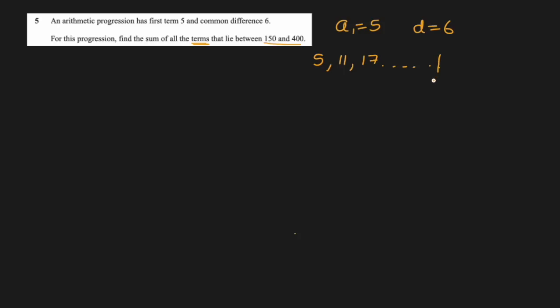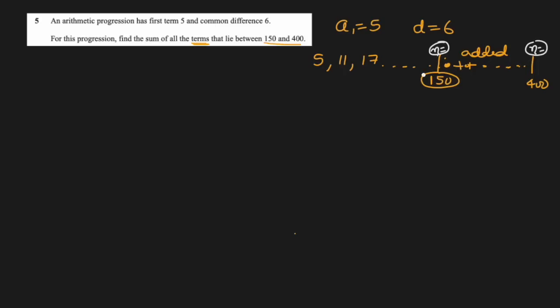There will be some term which will cross 150, right? That term, which is more than 150, plus the next, okay, till the terms which are a little less than 400, right? Less than 400. Whatever terms lie between these two numbers, those terms are to be added. So my plan is that if I find n for this and n for this, which term number is this and which term number is this, then it will be easy for me to find their sum.